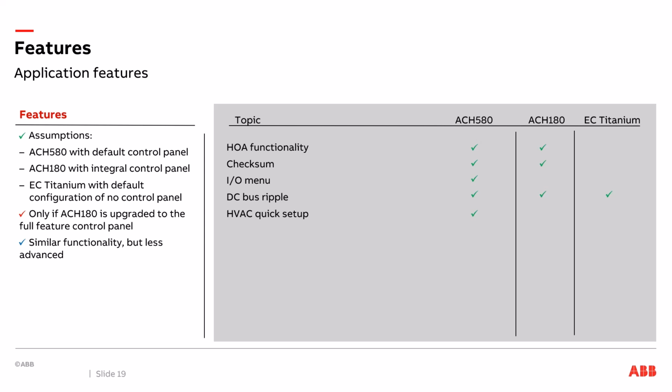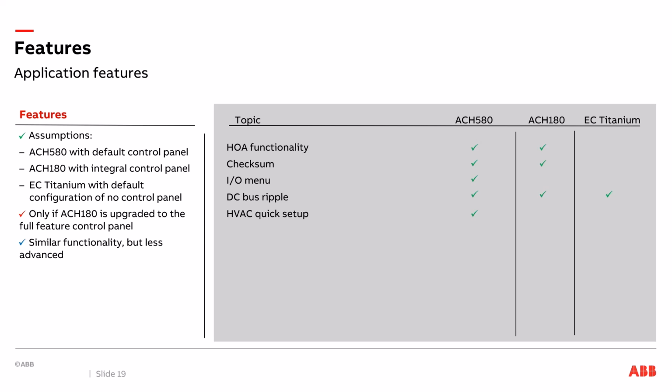580 and 180 also have a feature called checksum. So with security becoming more popular and more important, I should say, as drives get commissioned, if you ever want to know if somebody came in and changed something after the fact, there's a checksum value that would change after the drive had a parameter adjusted. So the 580 and 180 will both let you know that somebody had changed a parameter after it was originally configured.